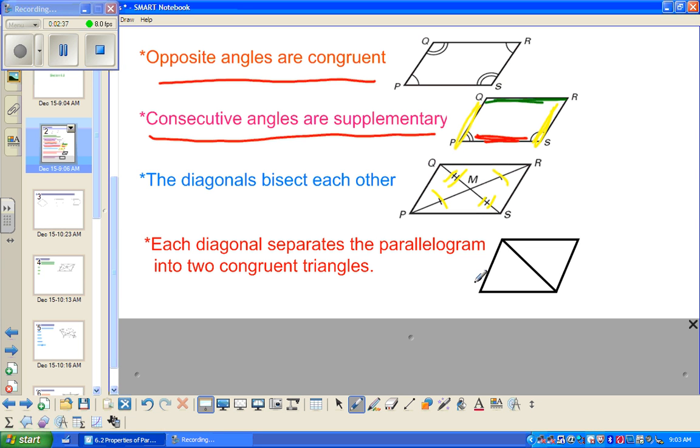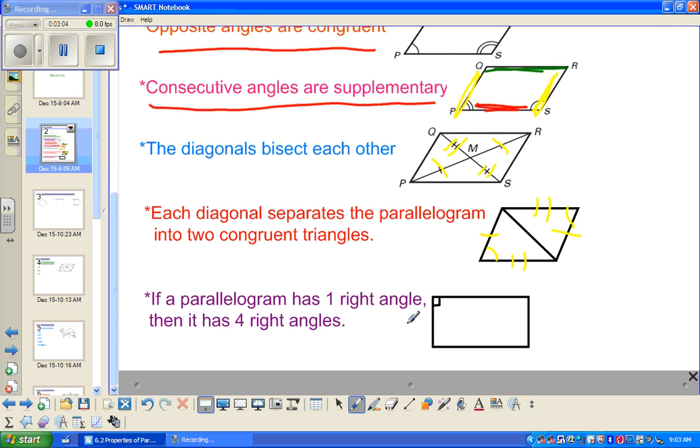Each diagonal separates the parallelogram into two congruent triangles. So if you just draw one diagonal in, you'll have two congruent triangles formed. And it's quite easy to see this. One way would be, opposite sides are congruent, and then you have the reflexive property for side, side, side. Or, opposite angles are congruent, side, angle, side. There's a lot of different ways you could prove that.